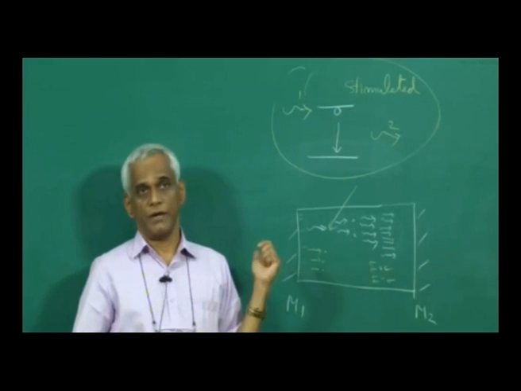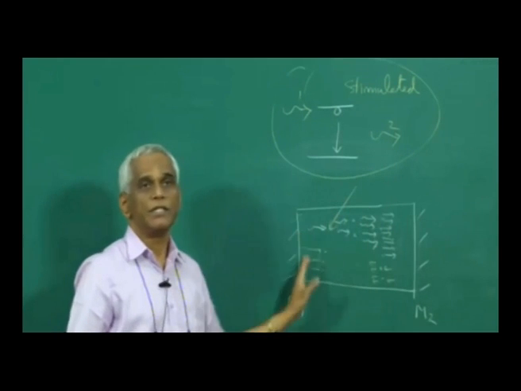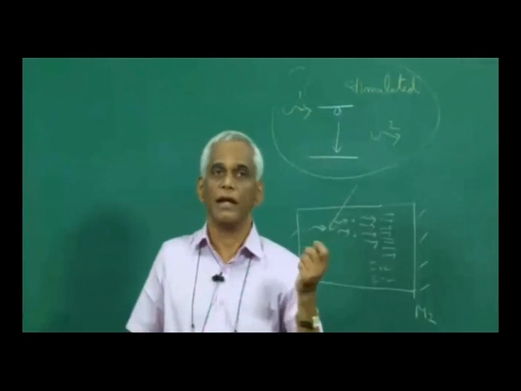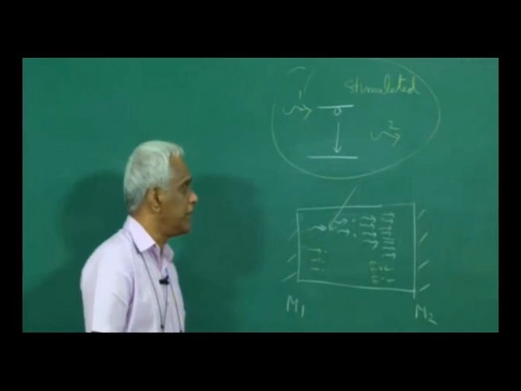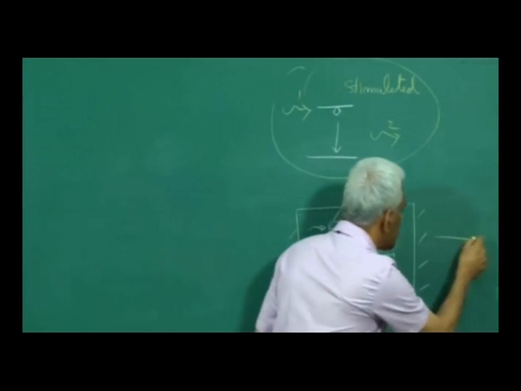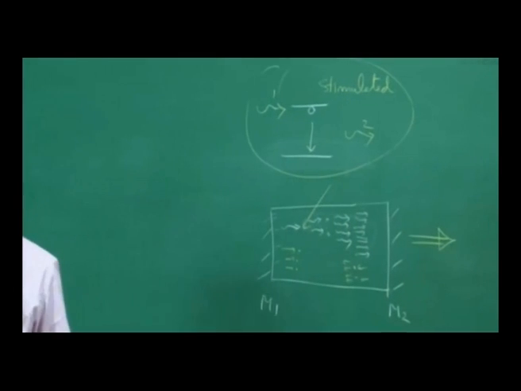Now comes the trick. You have one mirror with 100% reflection, the other one will be 99.99%, depending upon different lasers, it will be 99.9 or whatever it is, 99 and all that. So because of that small difference the laser comes out. This is what you have seen in the animation also, which I showed in the last class.